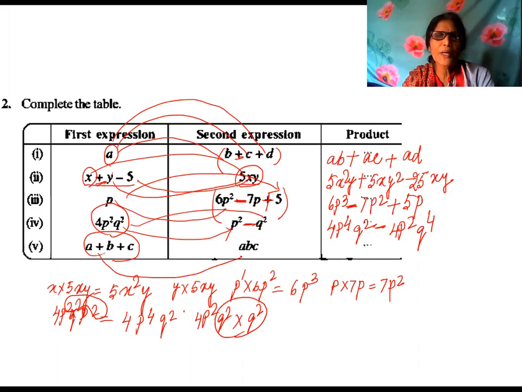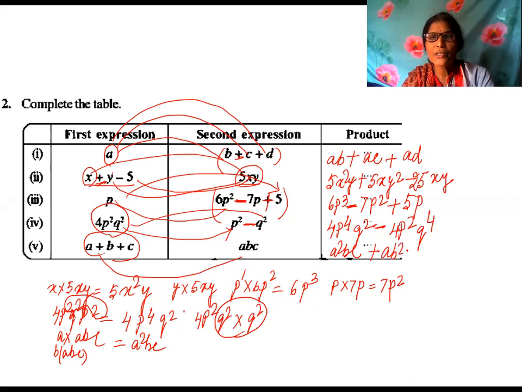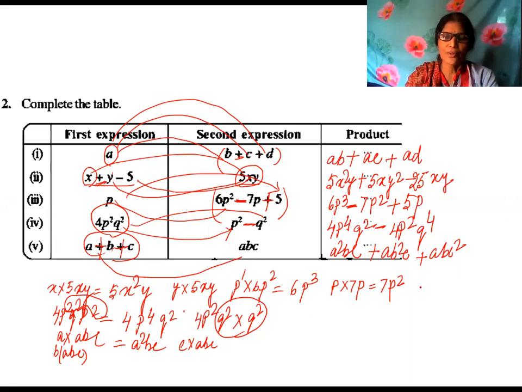ABC, A multiplied by ABC. How much? A will be A square BC. Next is B multiplied by ABC, so this will be A B square C. C multiplied by ABC will give you ABC square, and in between, all are positive. So no problem, I'll write all positive. I hope you have understood.